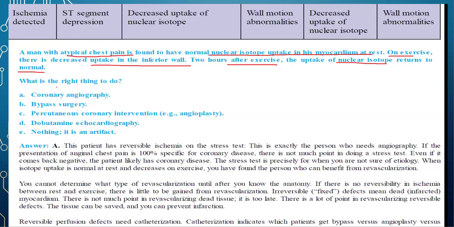The next thing is to find out how bad it is, how much blockage it is, and whether this patient will benefit from putting in a stent, or will require a bypass surgery. So we are doing prevention, not treatment. Okay. So this patient has reversible ischemia on the stress test. This is exactly the person who needs angiography.